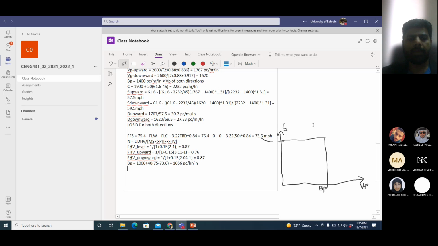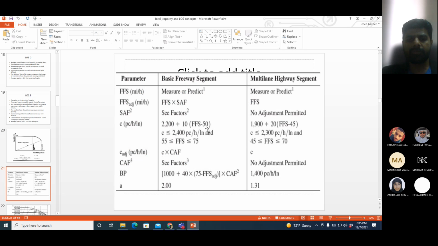Okay. So up till this point, the line is straight. Then the last point on the graph is capacity. So let us calculate the capacity as well. And the equation for capacity is this one.